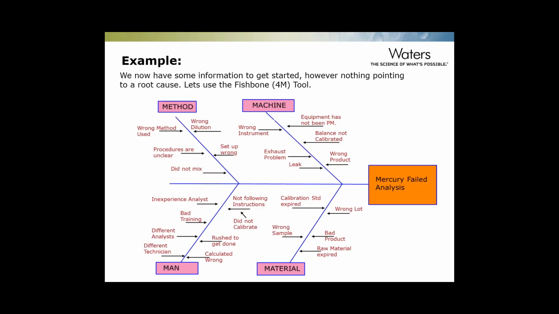And then materials. Was the calibration standard that we used on the ICP-MS expired? Did we actually use the right sample? Did we use the wrong sample? Did we use the wrong lot of starting material of mercury? Had the raw material expired? I mean, again, you're looking at all these questions and trying to understand what the issues may be.